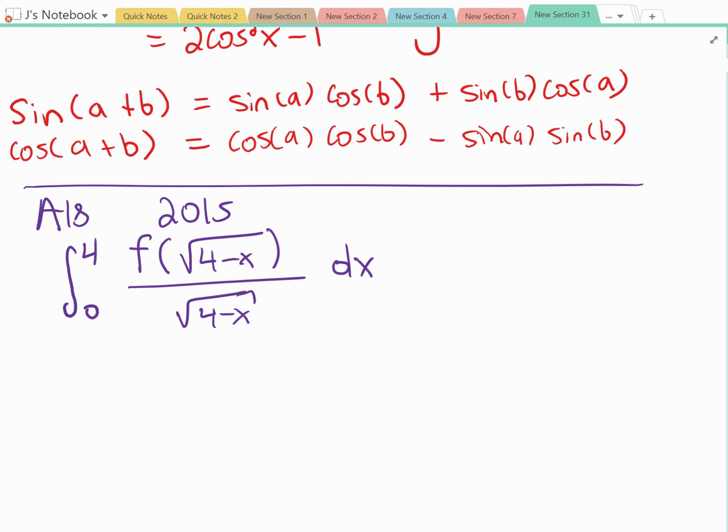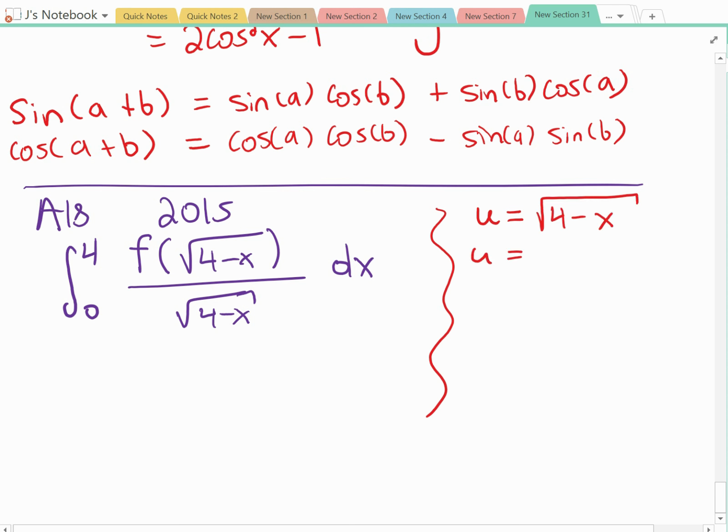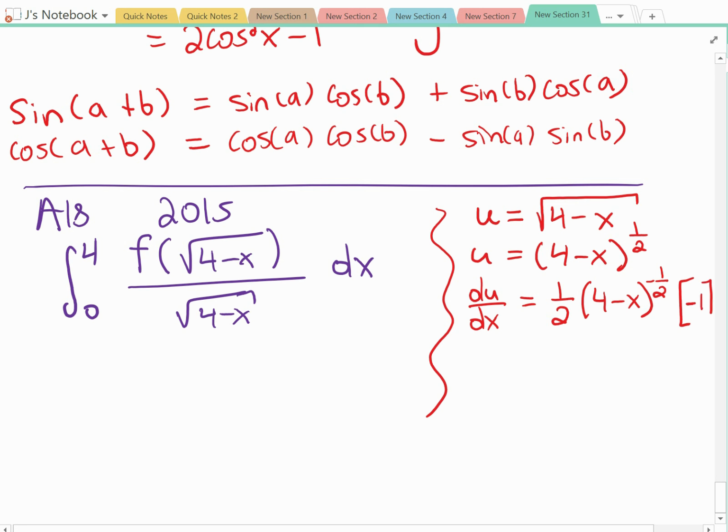So we'll do a substitution. We will attempt to rewrite the integral in terms of a new variable. We'll let u equal the square root of 4 minus x and see what happens. So u is equal to 4 minus x to the power of 1 half. When you take the derivative, du by dx, the 1 half will come down. You'll have 4 minus x to 1 half minus 1, which is negative 1 half, multiplied by the derivative of the inside. The derivative of 4 minus x is 0 minus 1, so negative 1.